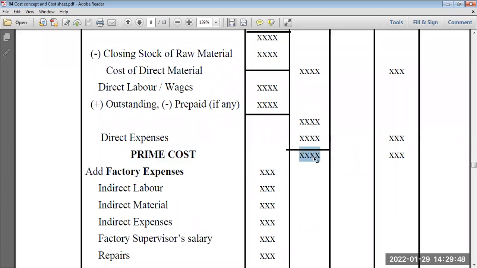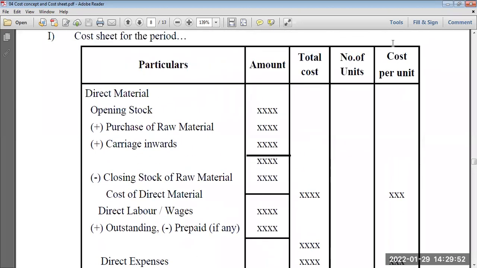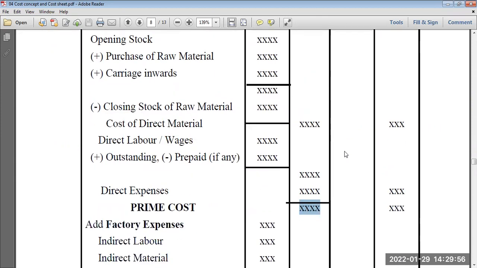Suppose this prime cost is 50,000. How many units am I producing? In my example, I told you I am producing only 1,000 units. So 50,000 divided by 1,000 will be 50 rupees. Prime cost per unit will be 50 rupees. How did I get it? Prime cost in total divided by number of units produced.